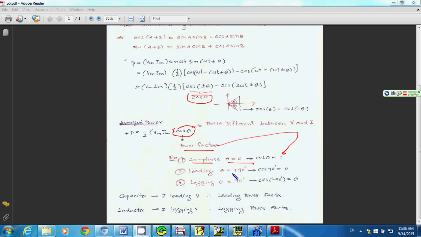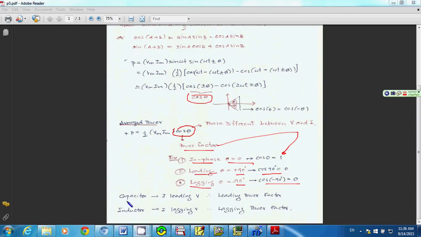But in the case where you have a C and you have L, when you have leading and lagging in terms of the phase of the current and the phase of the voltage, you have pure reactance, or only an imaginary part. The phase difference becomes positive 90 degrees or negative 90 degrees, and thus gives you a power factor of 0 for both cases.